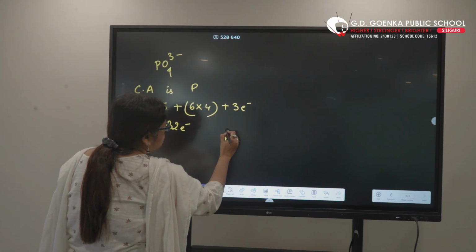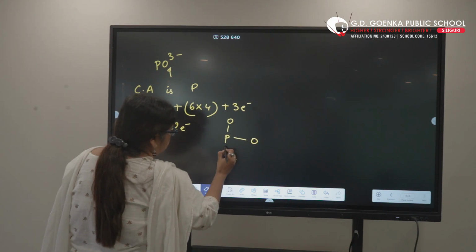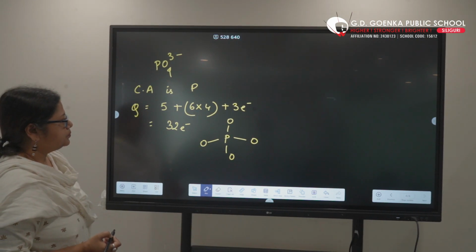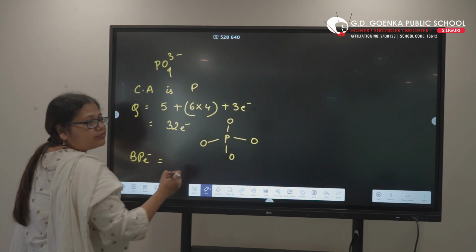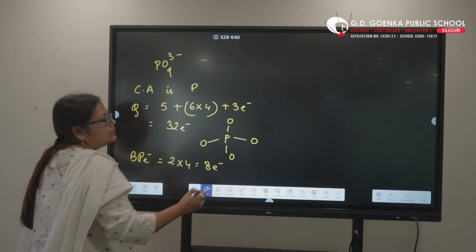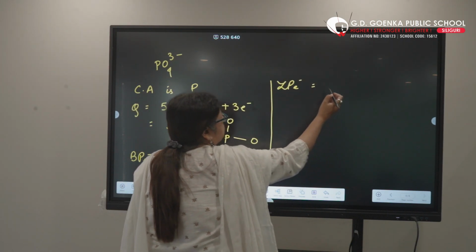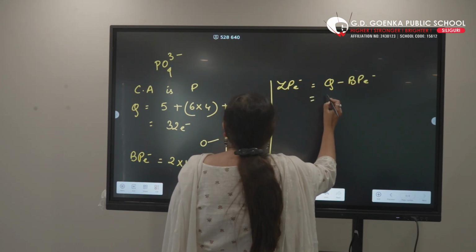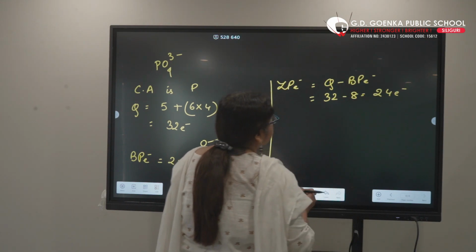How do we draw the skeletal structure? By using only single bonds. So this is our skeletal structure. From there we calculate bond pair electrons. As there are 4 bonds, 2 into 4, 8. We calculate lone pair electrons. Same steps: Q minus bond pair electrons, that is 32 minus 8 equals 24 electrons, right?